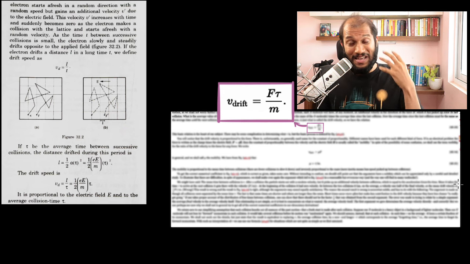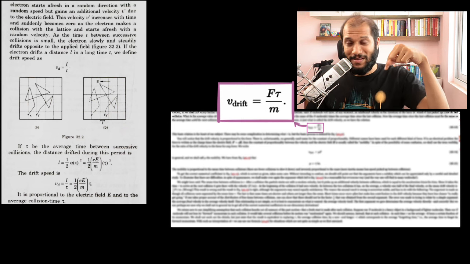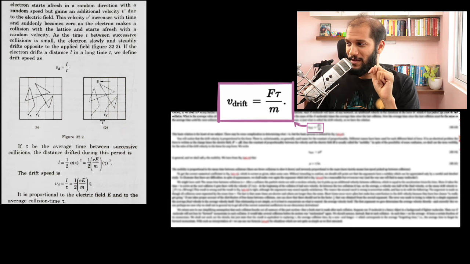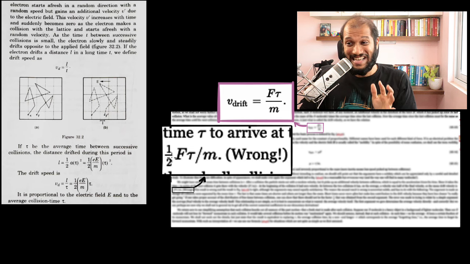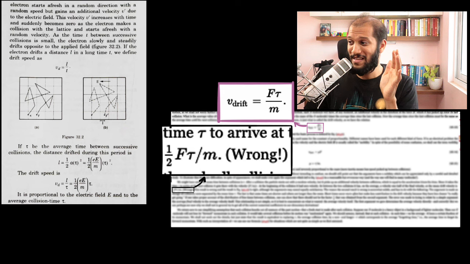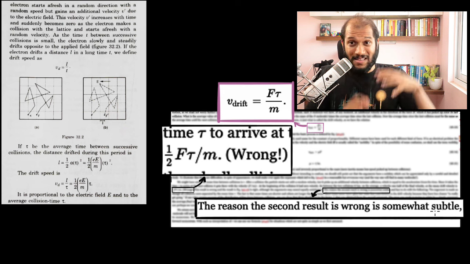I don't think so. In fact, Richard Feynman, if you read further, and I've linked this particular source in the description, he actually goes ahead and says that there is a wrong way to derive, and if you do it, you get half into F into tau divided by M. And I think that's exactly what has happened. There has been a mistake, and he points out that the second result is wrong, and the reason for that is somewhat subtle. And that's the goal of this video.